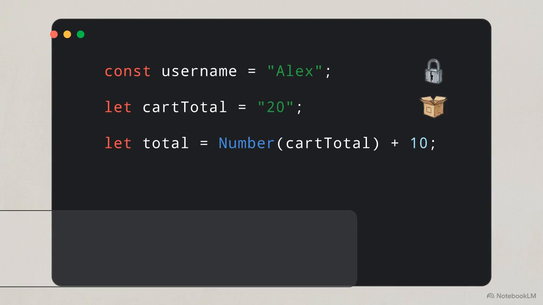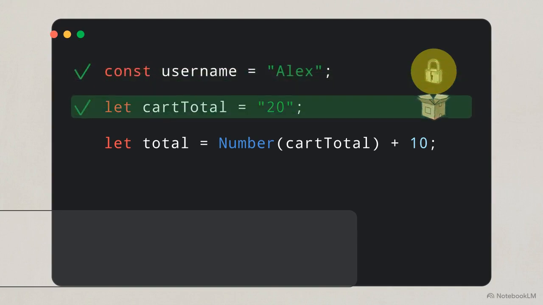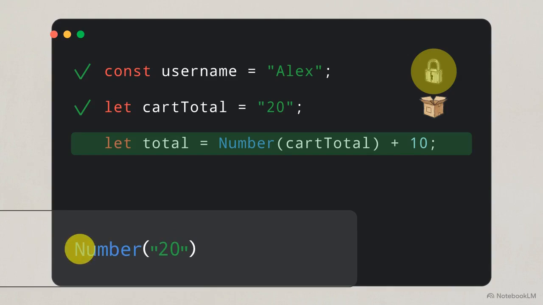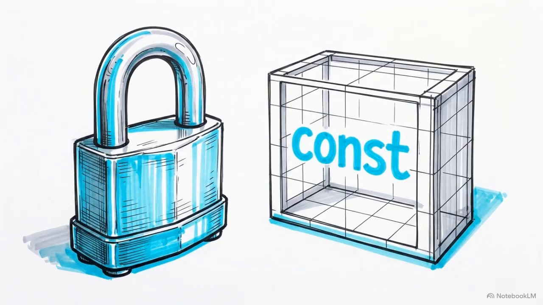Let's trace how the JavaScript engine reads this. It locks the username in the first line. It prepares the mutable box in the second. Then it evaluates the inner parentheses, converting the text 20 to an integer before executing the addition safely on the final line. To maintain this precision in your own projects, let's establish a few operational baselines.